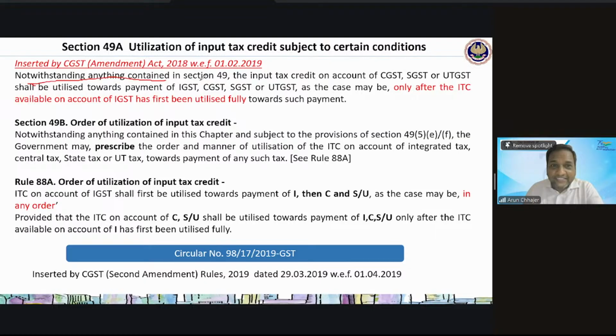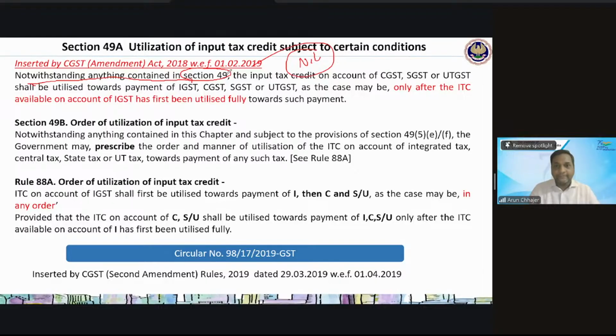So, notwithstanding anything contained in 49, whatever order you have discussed now becomes nil. From 1 Feb 2019, this does not have any relevance. Whatever you have discussed in 49, that I will give to I, C will give to C, S will give to S, and S will give to I only when C becomes 0, is going to waste.